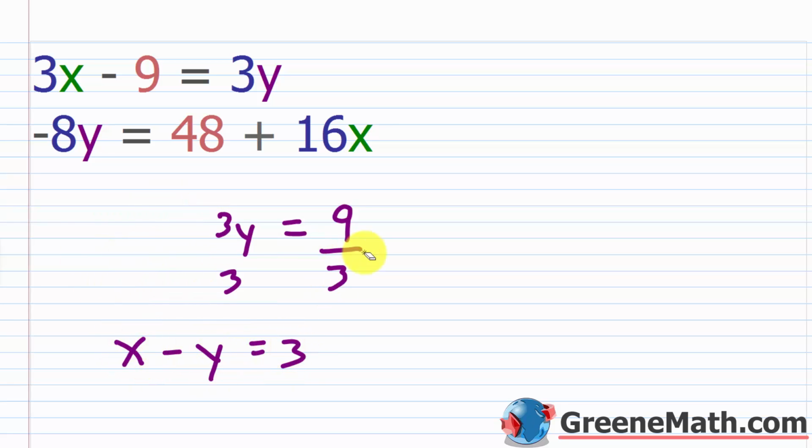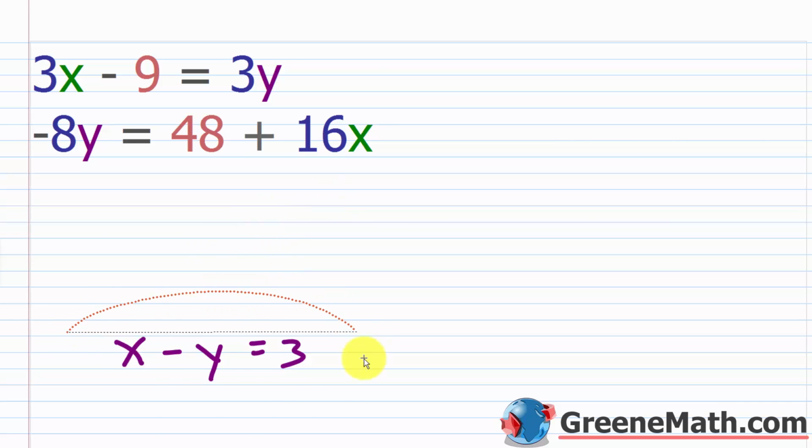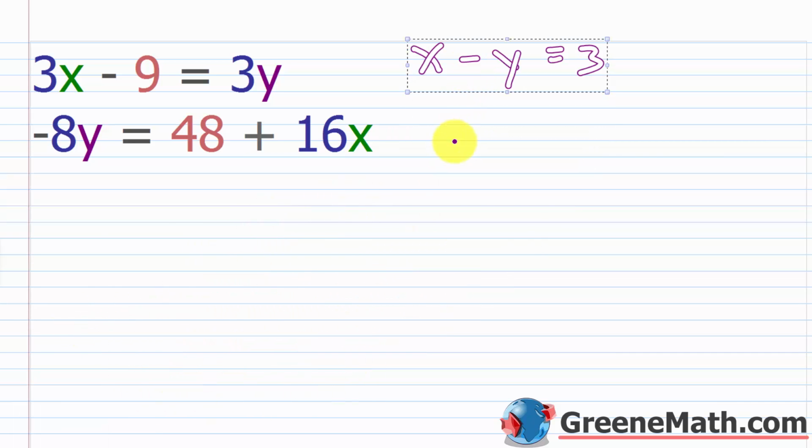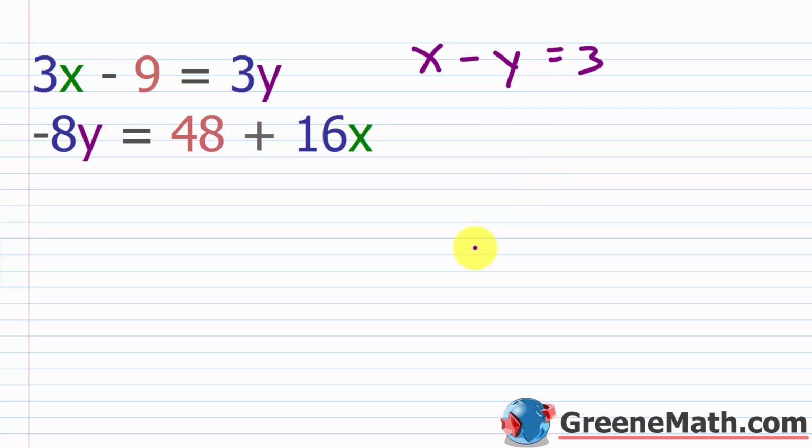So this is going to be my first equation. Let me just drag this up here. And we're going to bring this to another sheet, so don't even worry about this right now. So I'm going to subtract 16x away from each side here, so minus 8y, and this equals 48.